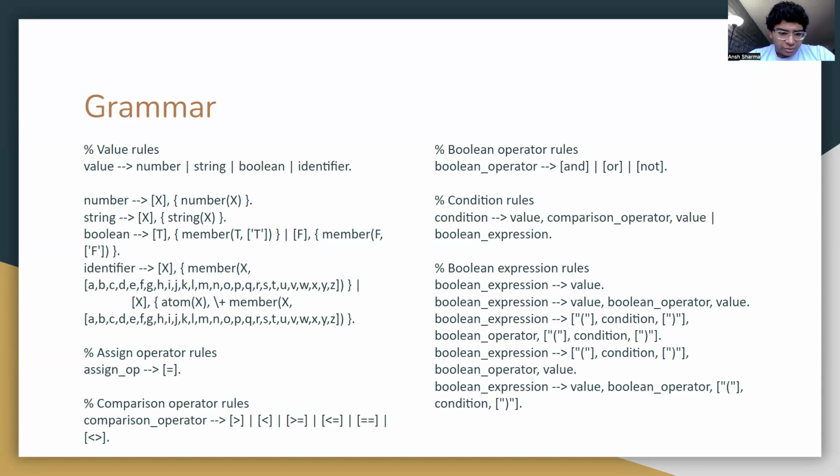The assignment operator is equals, this is the grammar for the assignment operator, and then there's the grammar for comparison operators. These are the comparison operators we allow. And the Boolean operators we allow in our language are and, or, and not. Now, the definition for condition: a condition can be a value, comparison operator, and value, or it can be a simple Boolean expression. Now, a Boolean expression can be either a single Boolean value, or a Boolean value, operator, and value.